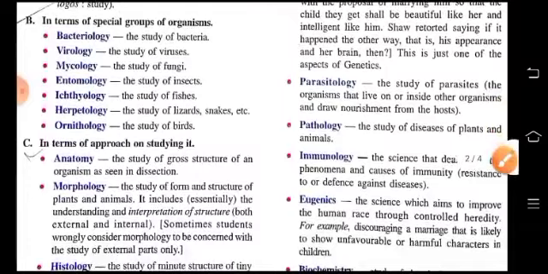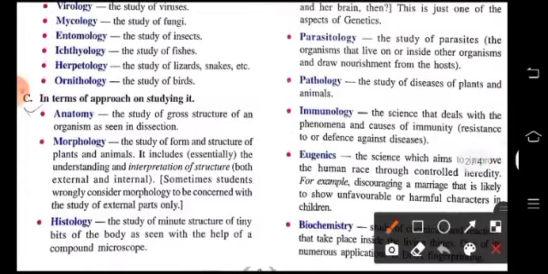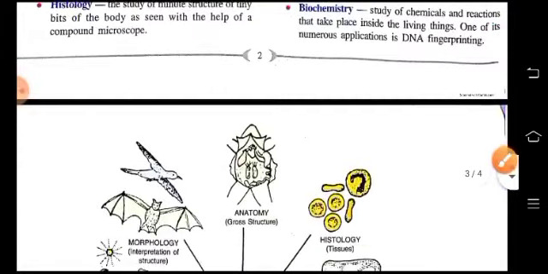In terms of approach to studying, it is divided into anatomy, morphology, and histology. Anatomy is the study of gross structure of an organism, morphology is the study of form and structure of plants and animals, and histology is the study of minute structure of tiny bits of the body as seen with the help of a compound microscope.